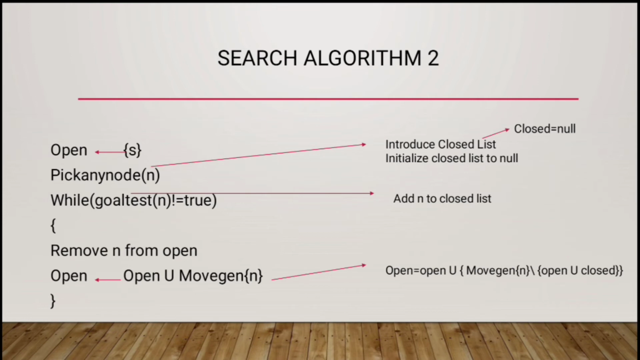The last one is where in the open list we are going to make some change. Open is going to be open union the mogen of n, but we are going to delete some nodes from the mogen, which is going to be open union closed. What this means is we are going to combine this open and closed list, and we are going to remove that from the mogen function. This makes it so that I'm going to combine into the open list only nodes which should not be there in the closed list. That is the step that we have done here.